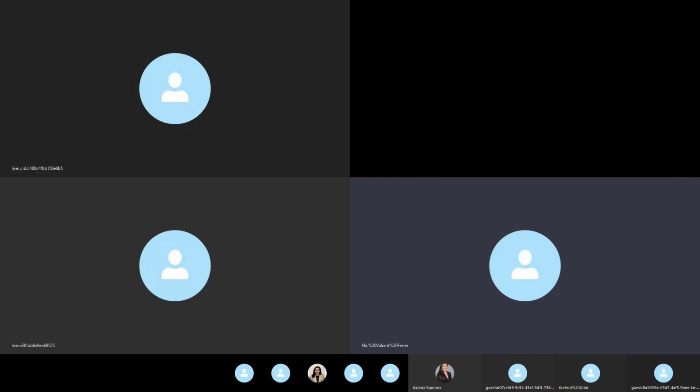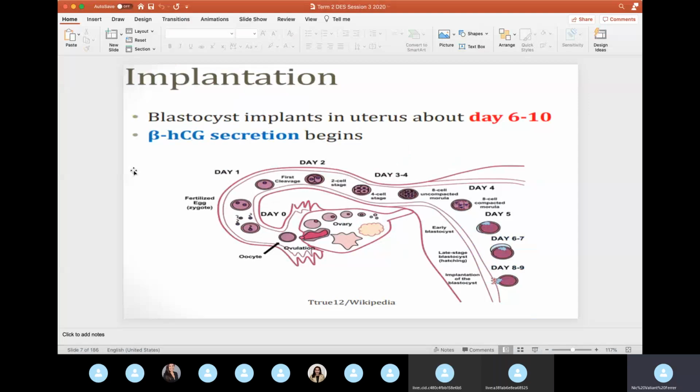Implantation. Don't forget that the blastocyst implants in the uterus about what day? Days 6 to 10. And then high-yield beta HCG secretion begins. So in the vignette, if they ask what is the first hormone that can be detected in the blood after 6 to 10 days of fertilization, what's the answer? Beta HCG. Remember the caveat: it can be found in the blood 6 to 7 days after fertilization, beta HCG.